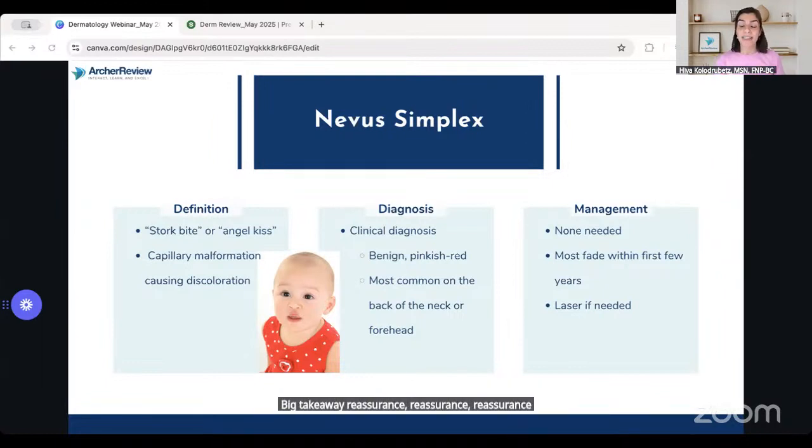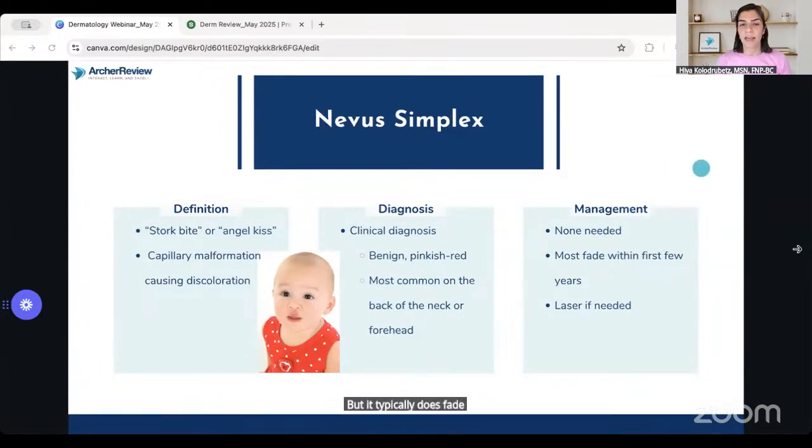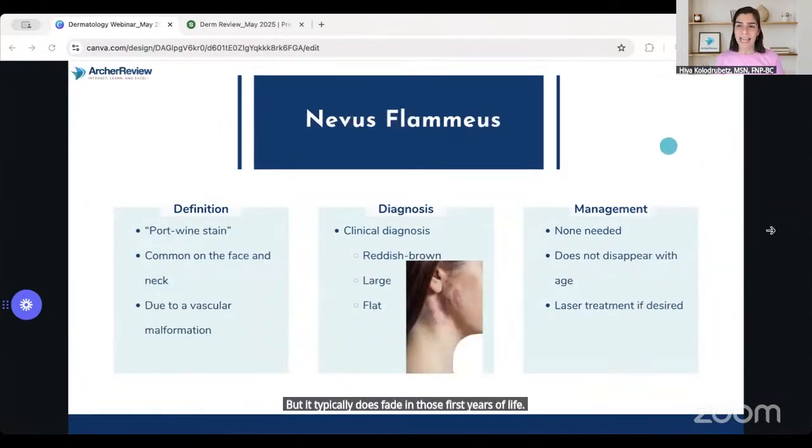Reassure those parents. These do typically fade. About 95% do fade within that baby's first few years of life. And for those that don't go away, you can get them laser removed. Some parents might choose to do that, but it typically does fade in those first years of life. Now, nevus flammeus, also a benign birthmark, also known as port wine stain.